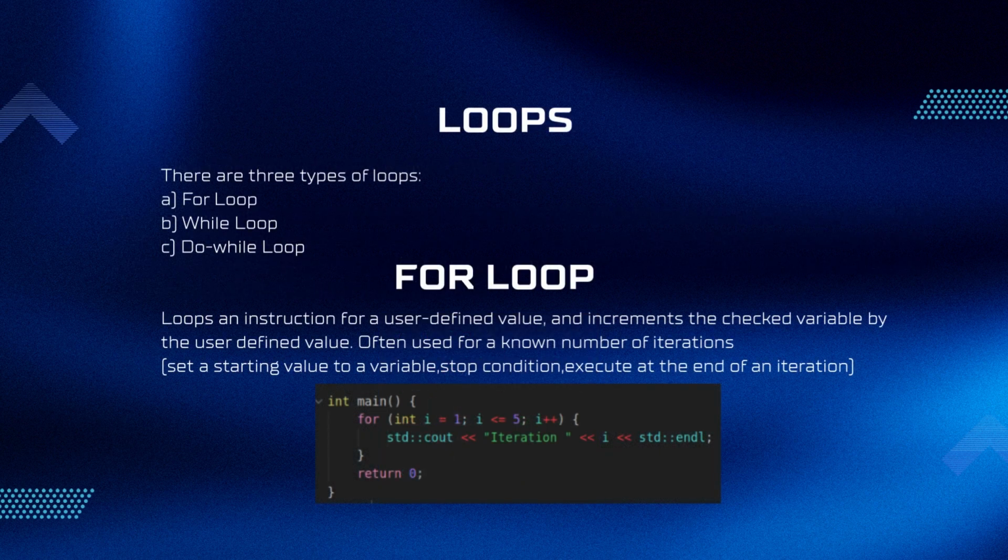Let's learn about loops. There are three types of loops: for loops, while loops, and do-while loops. For loops loop an instruction for a user-defined value and increment a variable by the user-defined value. It's often used for a known number of iterations. Here's the syntax for it. We set a start value for the variable, a stop condition, and the iteration condition.